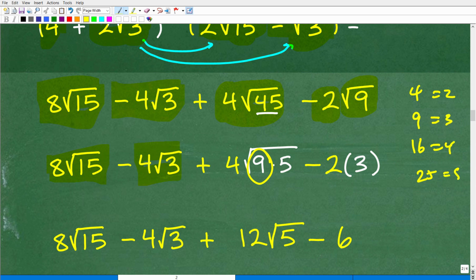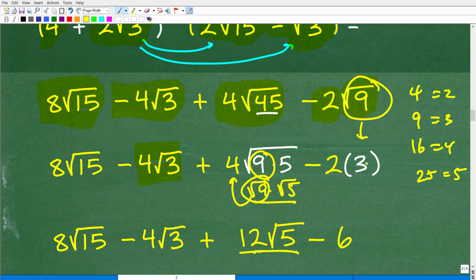So if you have a perfect square factor in a number like this that you can factor, then go ahead and take it out. Here, 15 is 3 times 5, but 3 and 5 are not perfect squares, so there's really no value in trying to simplify this. But here, I could take out this 9, so I can break this up as the square root of 9 times the square root of 5. The square root of 9 is 3. 3 times 4 is 12, so this is 12 square root of 5. And then, of course, the square root of 9 here is 3, so we have 2 times 3 is 6.